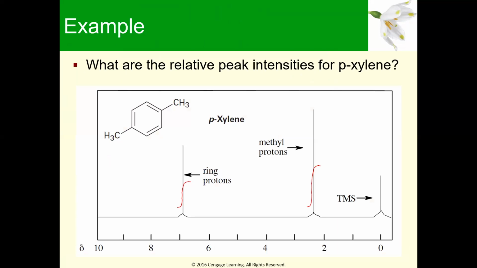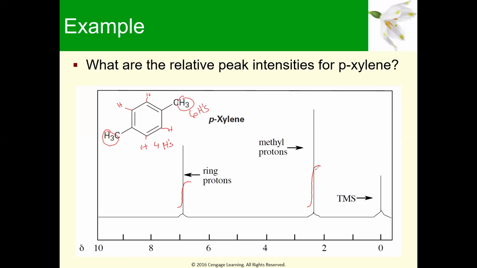Okay, here's just another example. We've got the methyl groups. There's 3 there and 3 there, so that's a total of 6 from the methyl groups. Whereas on the ring itself, there's a hydrogen at each one of these positions, so that's a total of 4. So there's 6 hydrogens on the methyl groups, and there's 4 hydrogens on the ring itself.